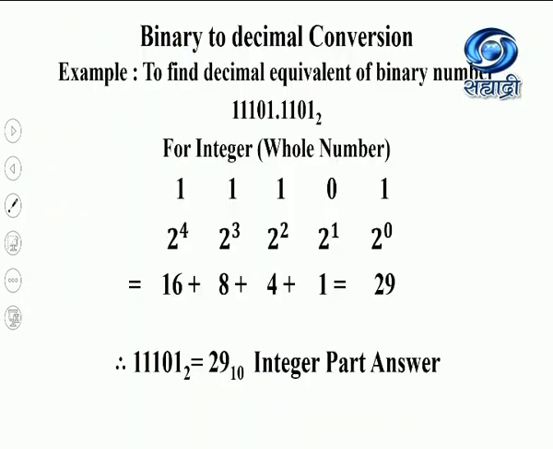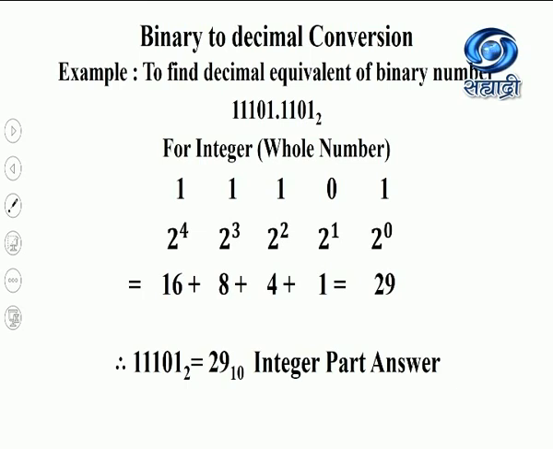So let us start with the binary to decimal conversion. Example, to find decimal equivalent of binary number 11101.1101. So for this binary number, we are going to find out the decimal number.